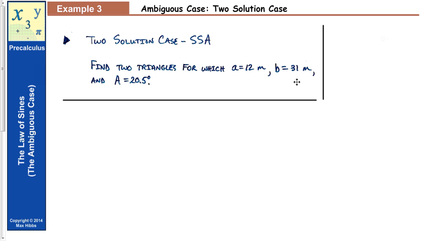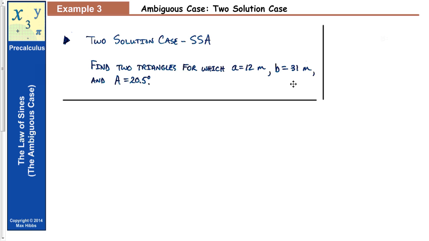Now, here's the scenario. This seems like we'd use a law of sines, doesn't it? Because we have an angle and a side opposite it. We have another side. We ought to be able to find the angle B by using the law of sines. What we do know is the angle B is bigger than the angle A.